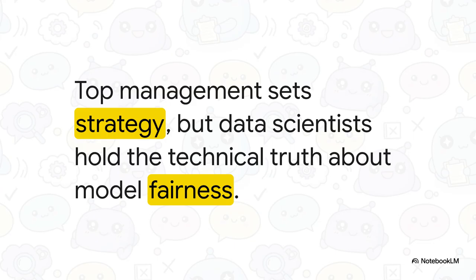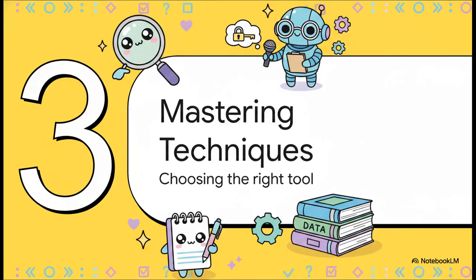Top management might sit there and tell you their AI strategy is absolutely flawless, but it's the data scientists who actually hold the technical truth about how things like model fairness and bias mitigation are working in reality. Your job as an auditor is to make sure those high-level strategic goals actually line up with the on-the-ground technical execution.